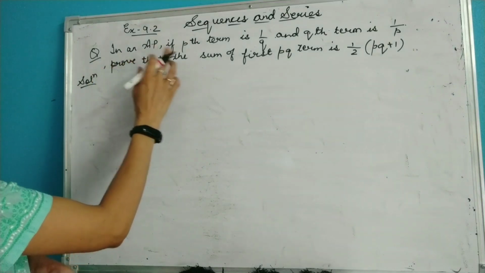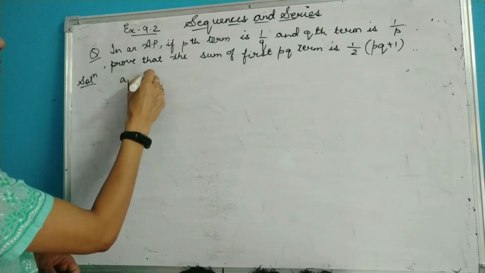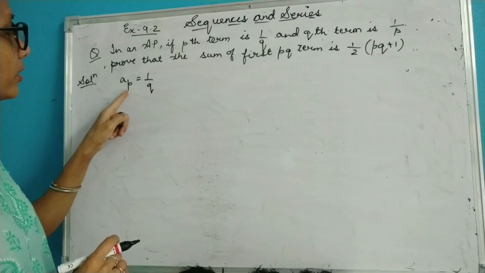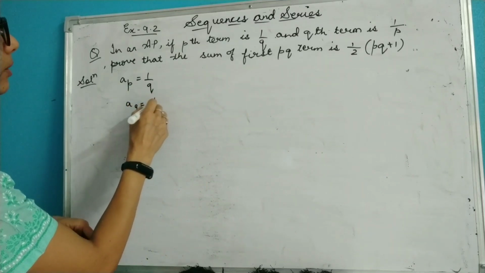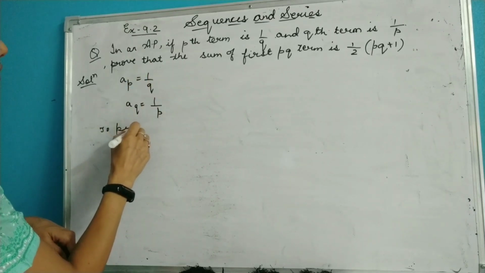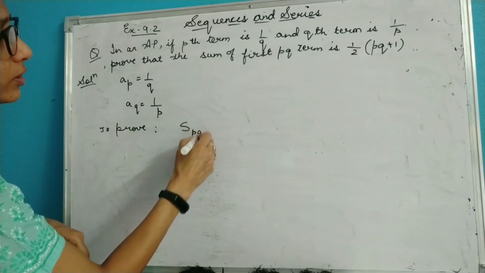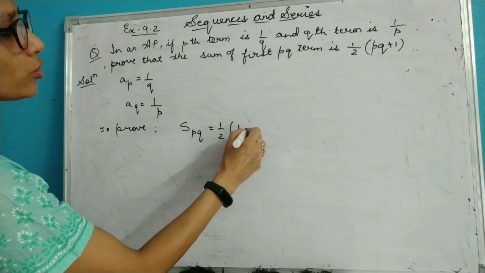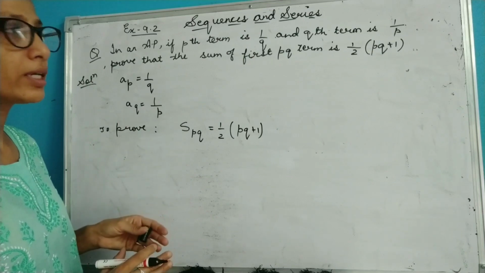It is given in an AP if pth term is 1 by q. So I will be writing it mathematically that pth term is 1 by q and qth term is 1 by p. Prove that, means I need to prove that the sum of first PQ terms is equal to half of PQ plus 1. So these are the given things in the question. Let's see what we can do.